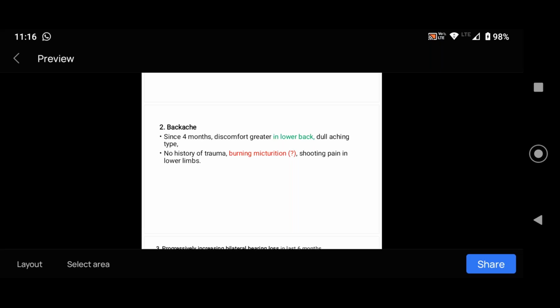When you ask about back pain, it does not always mean the spine. It also means the paraspinal areas. When you are looking for pyelonephritis, the pain is in the paraspinal areas, isn't it? So that is why you will ask about history of burning micturition, because patients tend to have back pain there also. That is what we were trying to rule out.